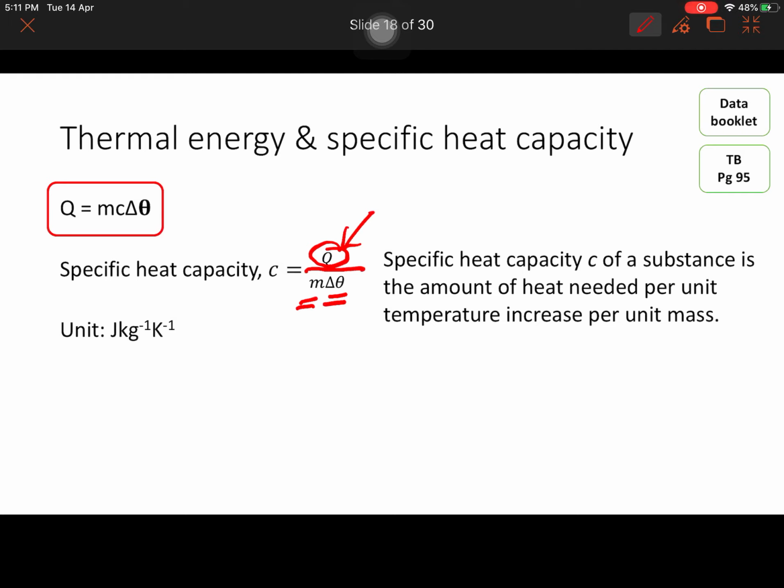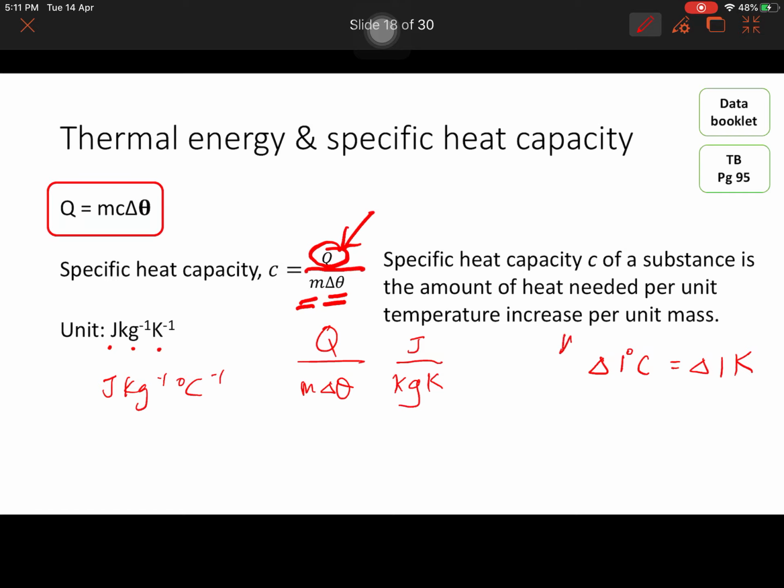What's the SI unit for specific heat capacity? You can see this is Q over m delta theta. The unit for energy is joules, the SI unit for mass is kg, and the SI unit for temperature is Kelvin. That's why you get joules per kg per Kelvin. Sometimes you will also see joules per kg per degree Celsius. That's also fine, because a change of 1 degree Celsius is the same as a change of 1 Kelvin.